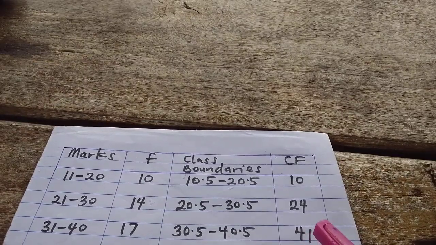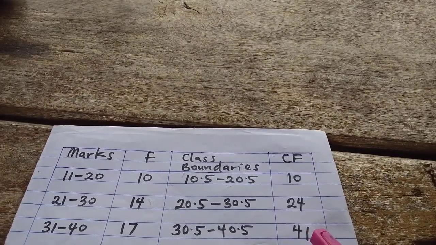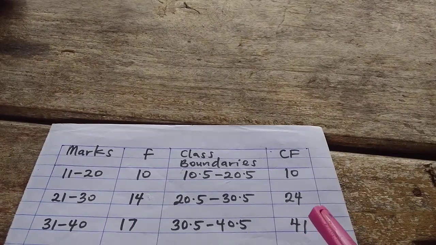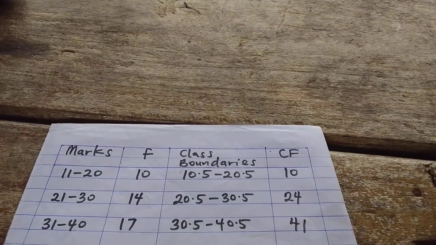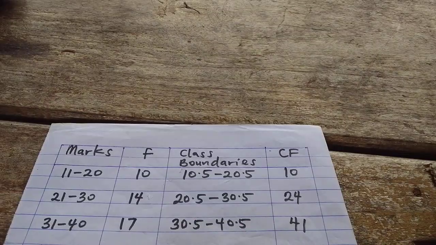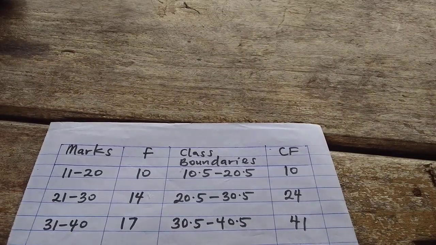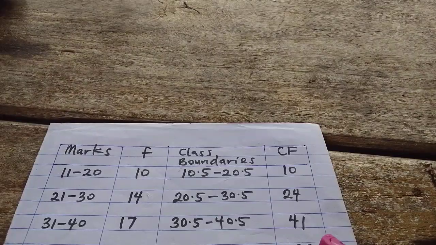51 plus 41, rather. 24 plus 17 is 41. 41 plus 22 is 63. 63 plus 19 is 82. 82 plus 9 is what? 19.